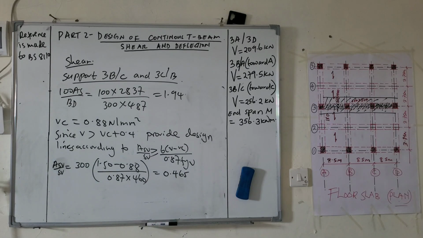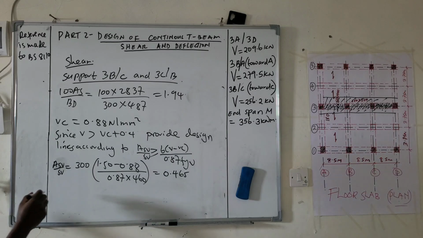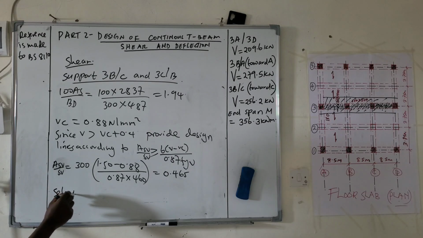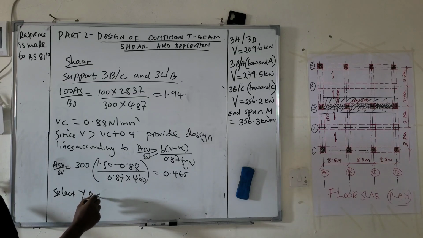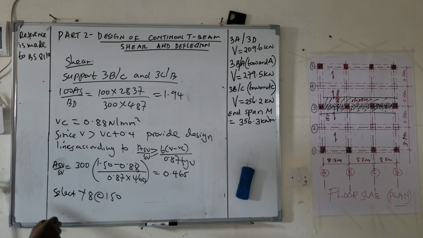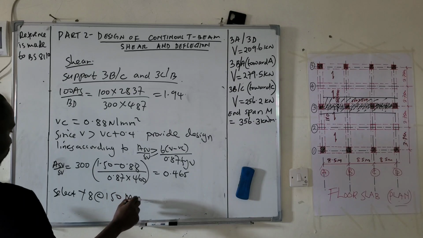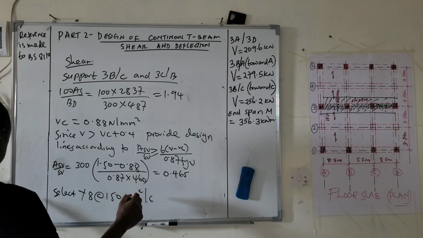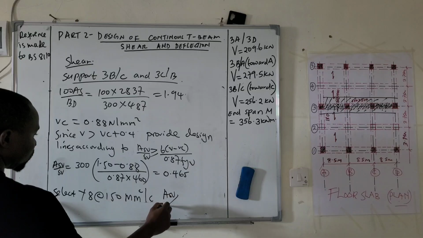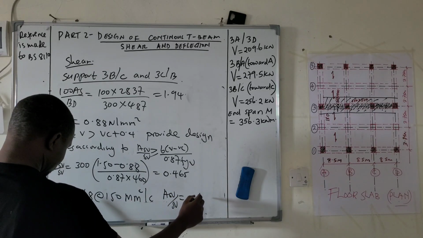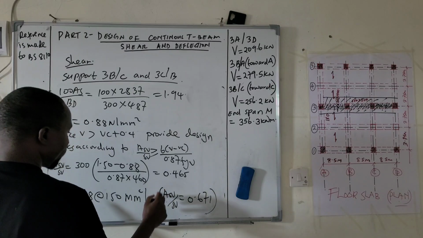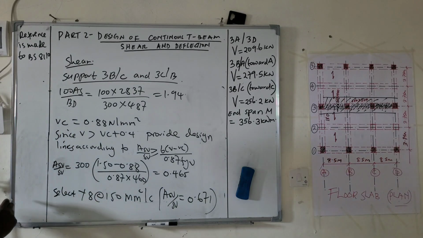And then select Y8 at 150 millimeter center to center. ASV over SV is equal to 0.671. So this is table 3.13.